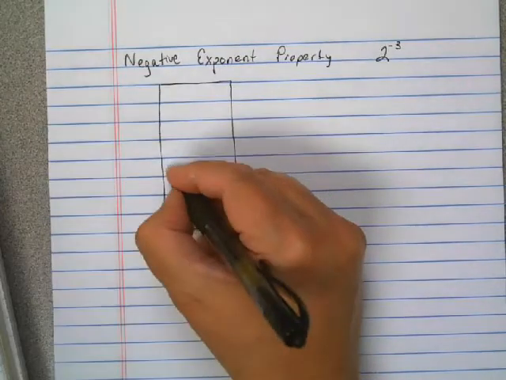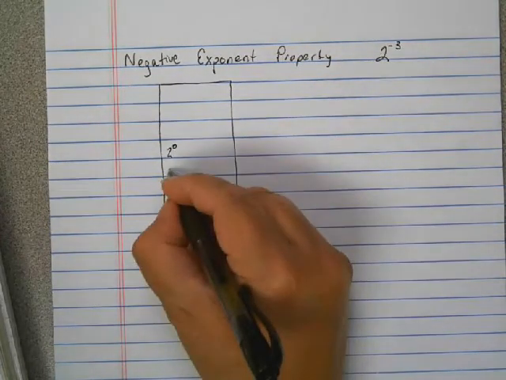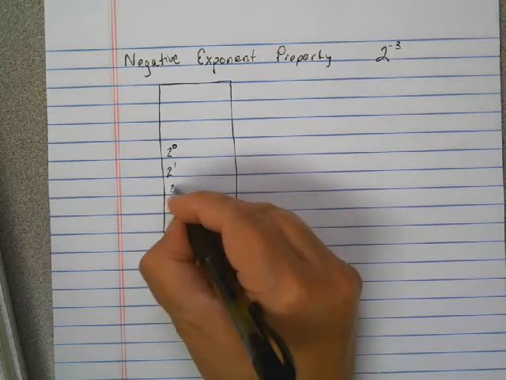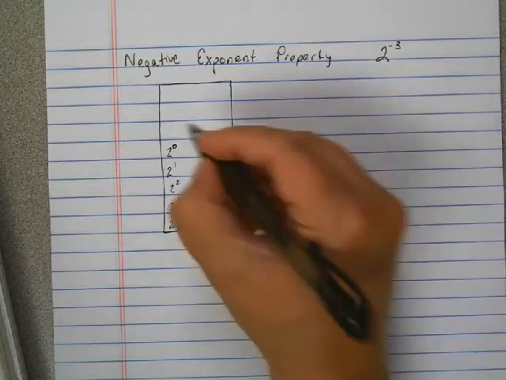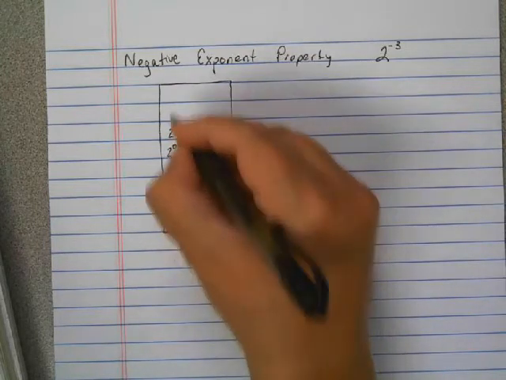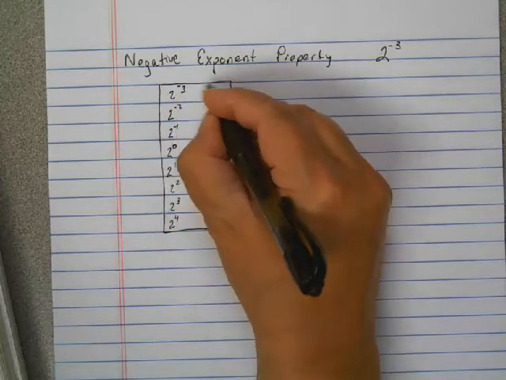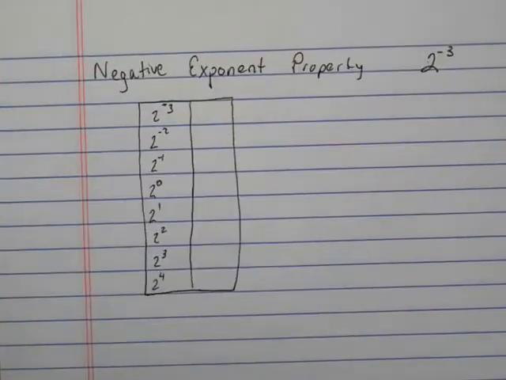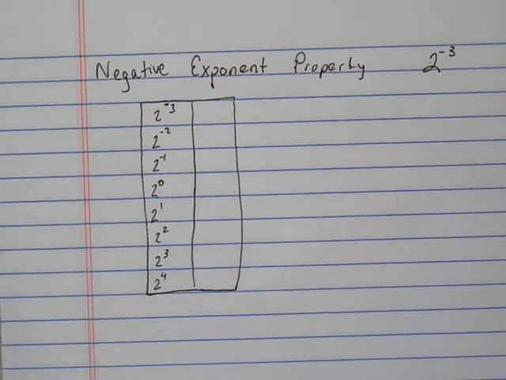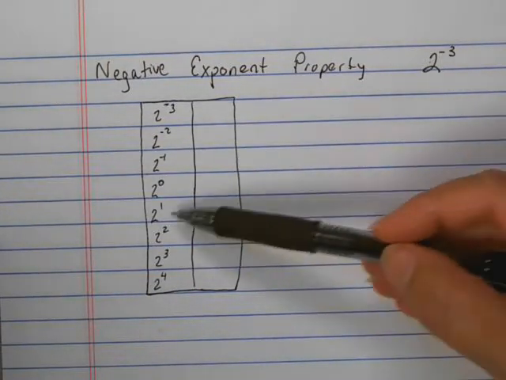Somewhere in the middle here, let's start with 2 to the 0 power. And we'll do 2 to the first, 2 to the second, 2 to the third, 2 to the fourth. So 2 to the negative 1, 2 to the negative 2, 2 to the negative 3. So let's talk about the things that we do know. Probably if I asked everyone which one of these you would know, you would probably start right here.